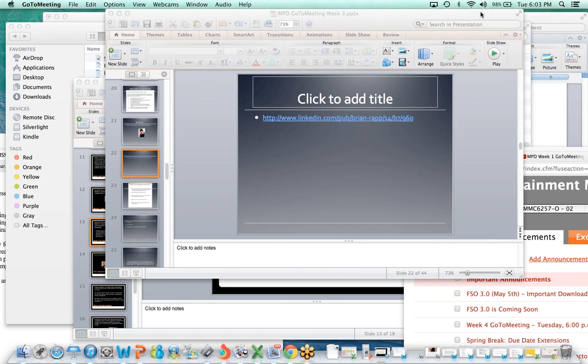Also, with FSO 3.0, I'm not sure for you guys, but I know that for the faculty, we actually have to go to a different address. We're used to going to faculty.online.fullsail.edu or something like that, and we have to start using a different address, something like faculty.fso3.com, or I forget offhand what it is, but it's a different address. So it's probably going to be different for you guys as well.